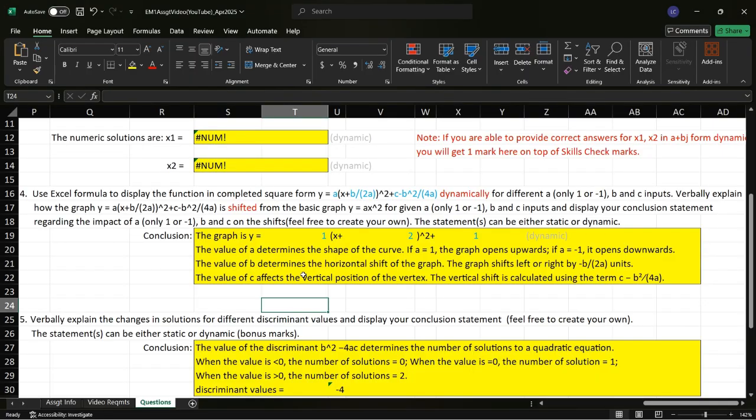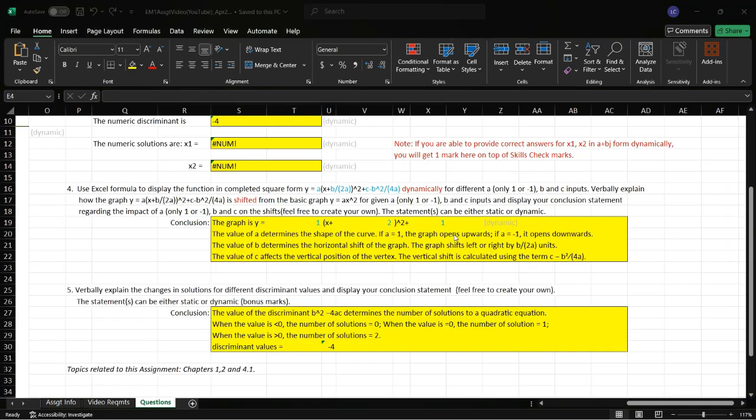The value of B determines the horizontal shift of the graph. The graph shifts left or right by -B over 2A units, which is basically this chunk of value. So when B is positive, the graph will shift to the left. And if B is negative, it will shift to the right.